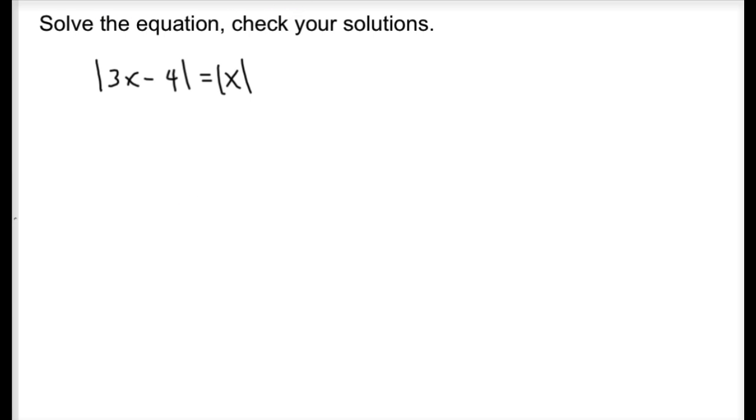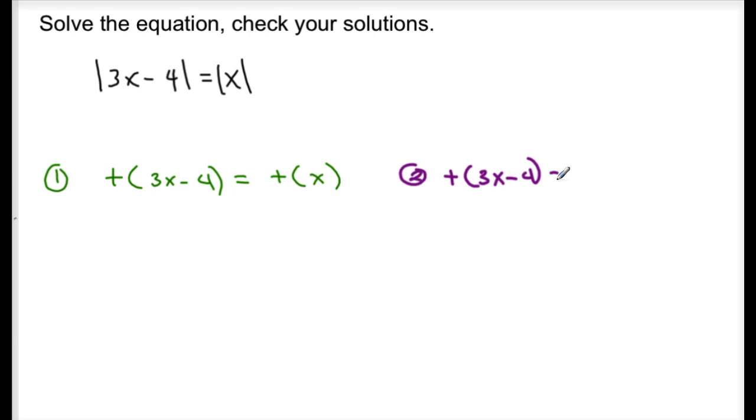Solve the equation, check your answers. My first equation is going to be the positive of 3x minus 4, the positive quantity, equals the positive quantity of x. You don't have to write the positives there because it's given, but I just want to point out the differences. And the second equation is going to be the positive of 3x minus 4 equals the negative of the quantity x. It won't matter which one's positive or negative. You can interchange those two, but just make sure you have both.